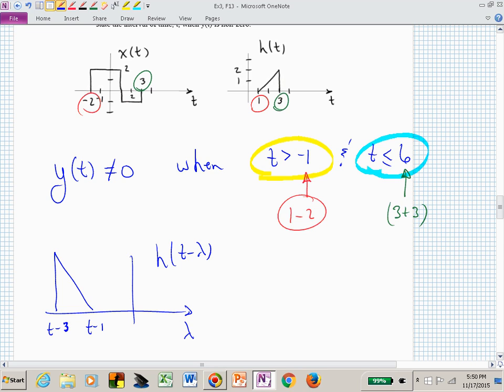And now, what do I want to do? Now I want to say, well, this is going to be non-zero when t minus 1 becomes bigger than -2. So when this piece right here starts to move beyond, or to the right of, -2, I'm going to have a non-zero y of t. And this now says that if I add 1 to both sides, t greater than -1. I hope that's what we had.